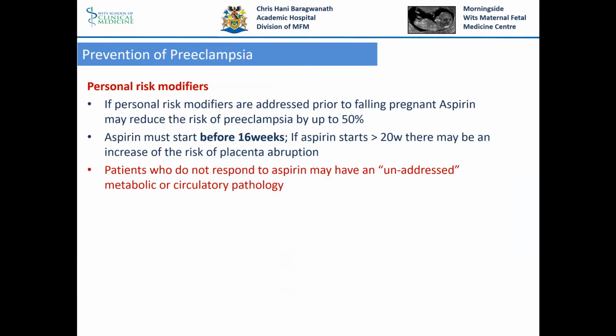I know I'm taking a lot of time, so I'm going to go a bit faster. Why doesn't aspirin work for everybody then? It would be your next question. If we give it early enough to the patients who screen positive for high blood pressure and preeclampsia, why doesn't it always work? Because there could be unaddressed other pathologies with the patient that we haven't identified.